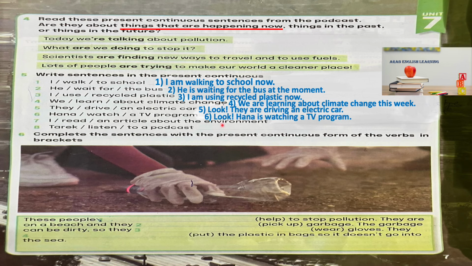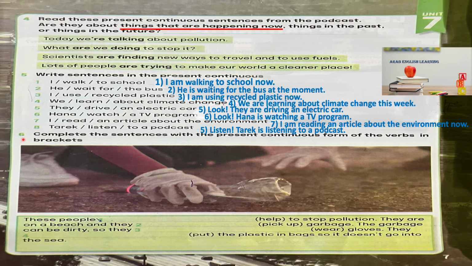6. Look, Hannah is watching a TV program. 7. I am reading an article about the environment now. 8. Listen, Tarek is listening to a podcast. So we put the verb to be, am or is or are according to the person, and don't forget to add ing to make the form of the present continuous.